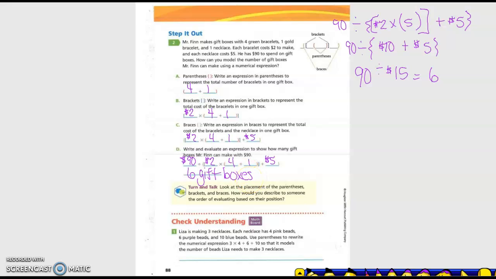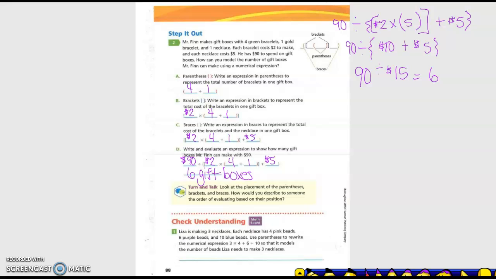Check understanding. Number 1, Liza is making 3 necklaces. Each necklace has 4 pink beads, 6 purple beads, and 10 blue beads. Use parentheses to rewrite the numerical expression 3 times 4 plus 6 plus 10 so that it models the number of beads Liza needs to make her 3 necklaces.